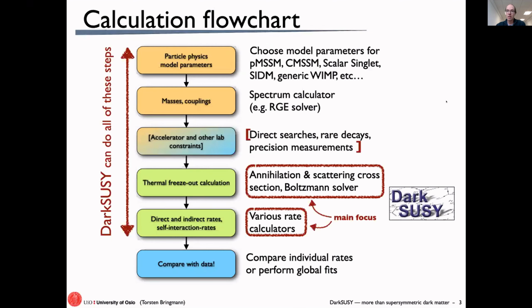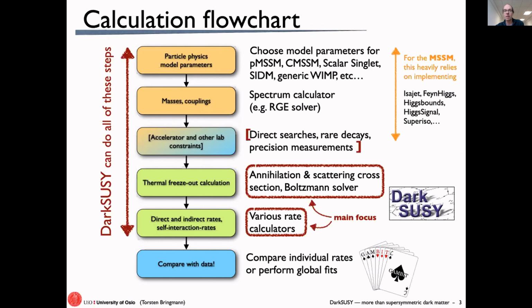So in principle, DarkSUSY is designed to be able to do all these steps. The clear focus is, however, on these two parts here. So on precision calculations of the relic density, both for freeze-in, for freeze-out and more complicated freeze-out scenarios, and there are various rate calculators for direct and indirect detection rates, and self-interactions. And then there is support to do this part as well, based heavily on external code.